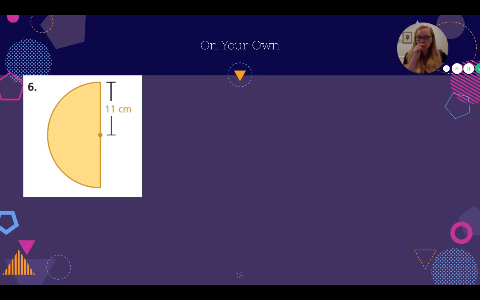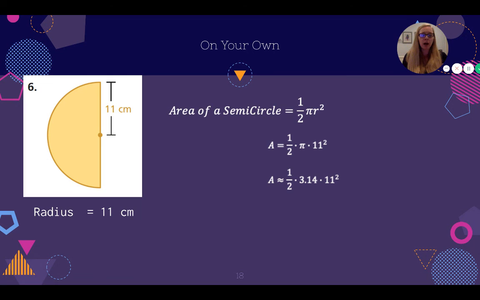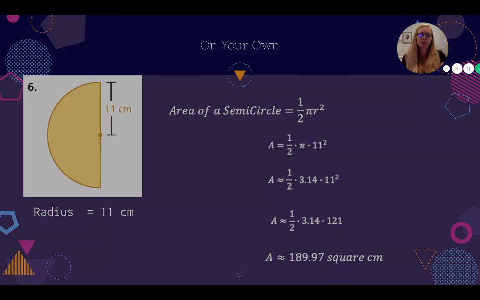And the last, on your own, we are given the radius this time, so we don't have to cut anything in half. We're going to plug that straight into our formula using the decimal approximation for pi. 11 squared is 121, so now we're going to multiply 0.5 times 3.14 times 121. We get 189.97 square centimeters.